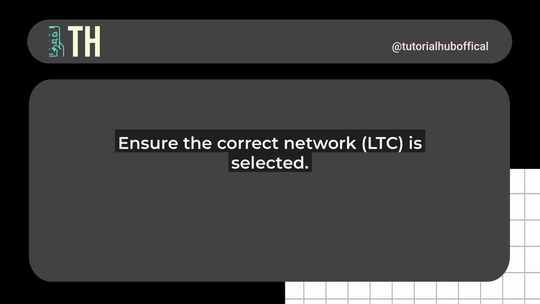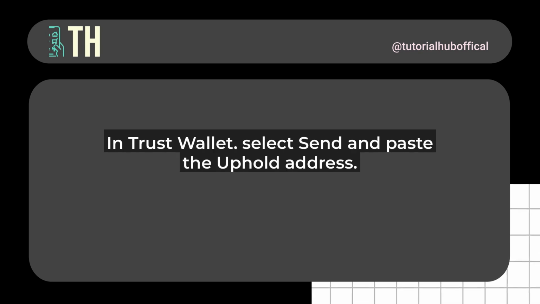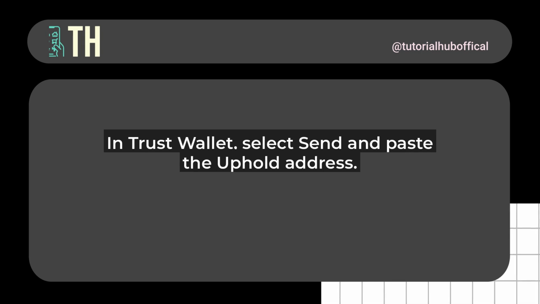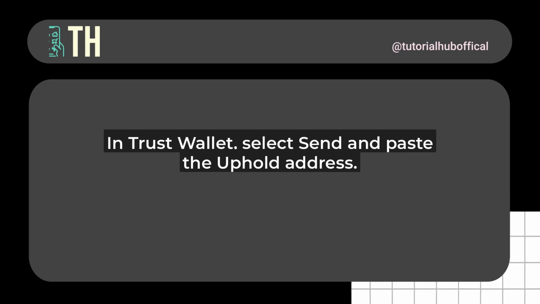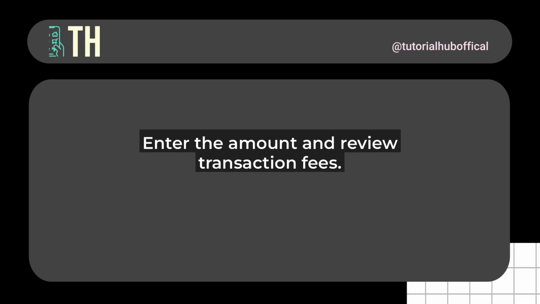Now, head back to Trust Wallet. Tap on the Litecoin you want to withdraw, then select the Send or Withdraw option. Paste the Uphold address into the recipient field, enter the amount you wish to transfer, and review the transaction details, including fees. In 2025, fees can fluctuate, so aim for off-peak times to save costs.